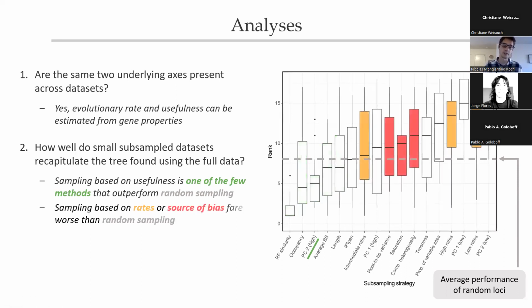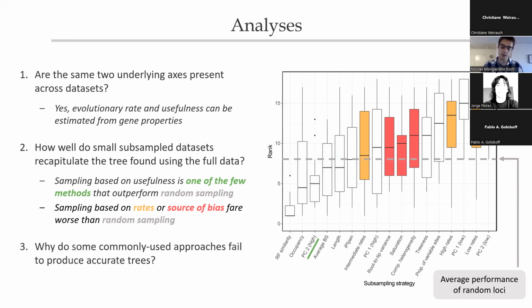But maybe more interesting than this is that the most common approaches that you can find in the literature, sampling based on rates, which is shown here in yellow, and sampling based on sources of bias, minimizing them, fare worse than random sampling. And this is a very intriguing result, and we would like to know why these commonly used approaches fail to produce accurate trees when there are simulation studies and phylogenetic theory that suggest that these are valid methods.